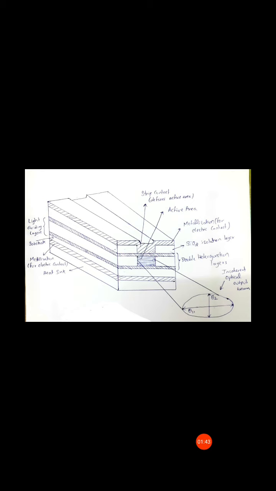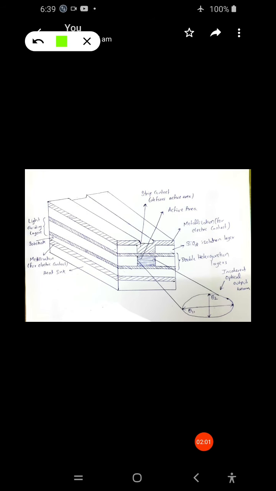Next, this one is the stripe contact, which defines the active area. The main active area is here, and from this we can get the light from this LED, that is, the edge emitting LED.